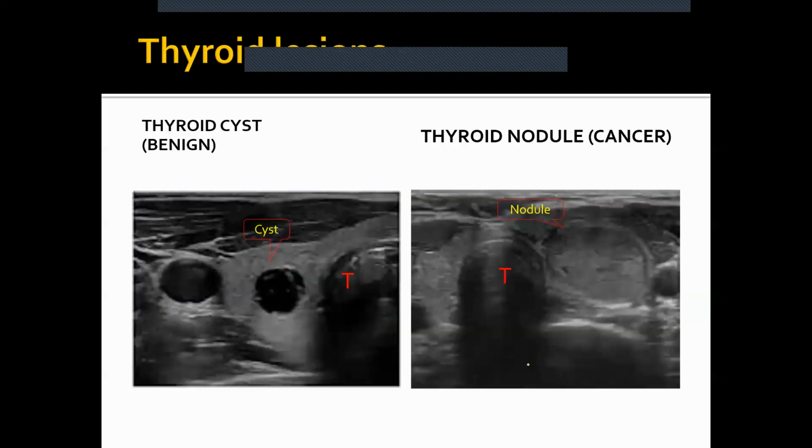Now, this is what a thyroid looks like on your ultrasound. So you're going to have your two thyroid lobes, and then you have the trachea in the middle, and that's why you get this darkness in the middle.